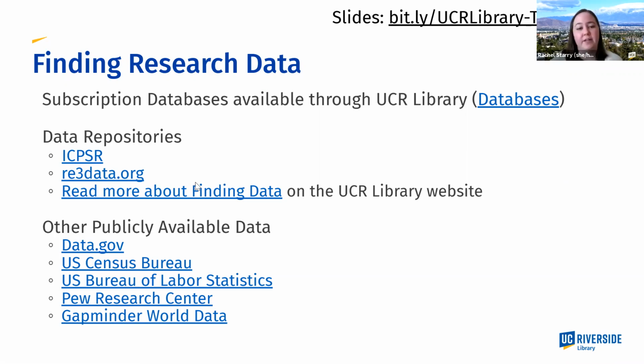You might look for data in some other places. ICPSR is one of the most robust and largest social sciences data repositories. Of course, there are tons of other places to look for data. So there's a registry of data repositories called re3data.org that I really like. And you can, of course, read more about this process of finding data on our website.